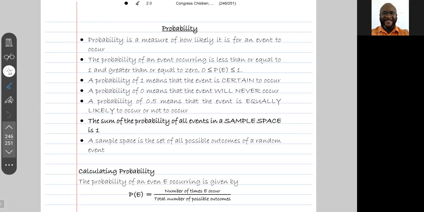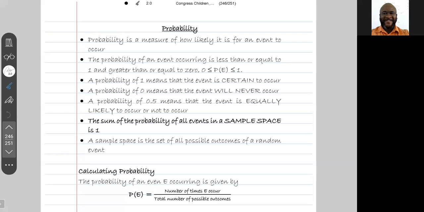So the probability here is like the probability of death. You're definitely going to die. Once you're born, you're going to die. So the probability that one day you're going to die is one, because it is a certainty. A probability of zero means that the event will never occur. The probability of pigs growing wings and flying is zero. Pigs are never going to grow wings. They might fly, but they're not going to grow wings.